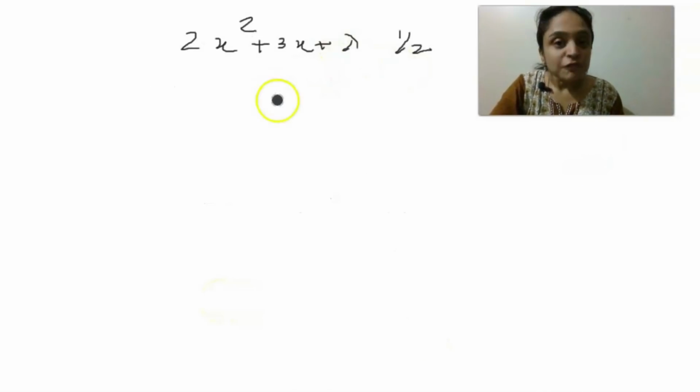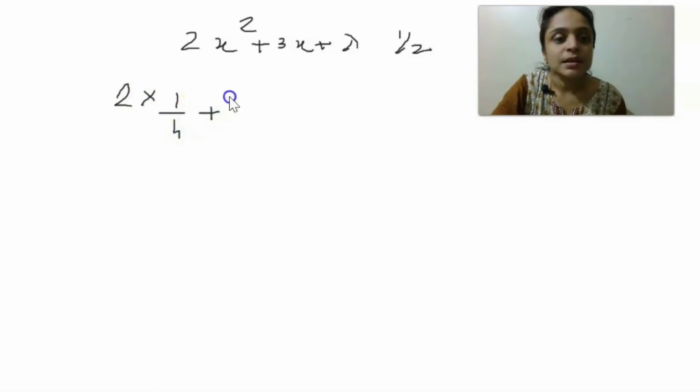Next question is, if one zero of the polynomial 2x square plus 3x plus lambda is 1 by 2, find the other zero and find lambda. So what should we do now? Given one zero is 1 by 2. So we know that p of 1 by 2 will be equal to 0. So substitute 1 by 2 for all x. So you will get 2 into 1 by 2 square is 1 by 4 plus 3 into 1 by 2 plus lambda equal to 0, right?